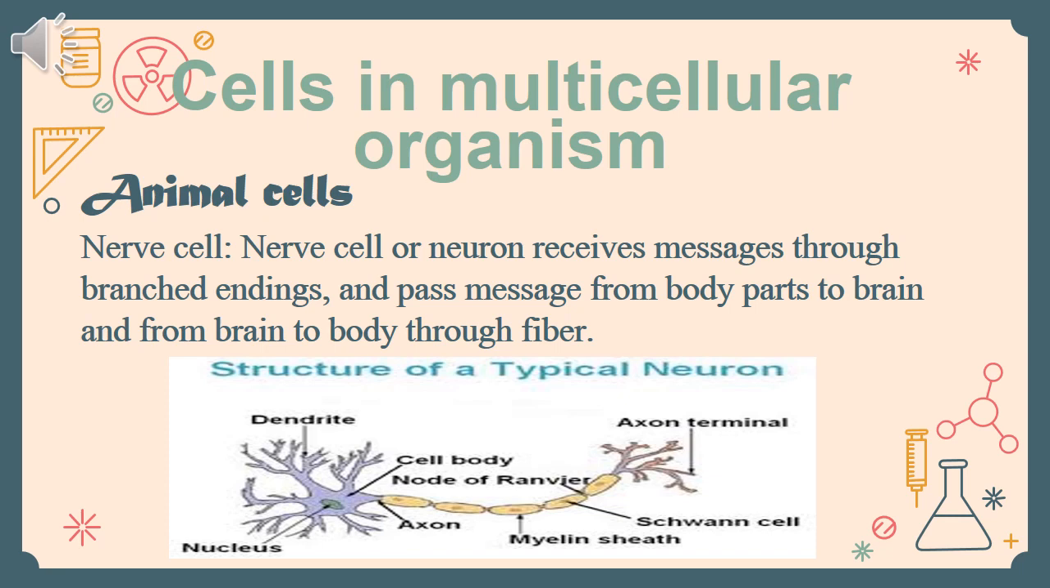Cells of the nervous system are called nerve cells or neurons. They receive messages through branch endings and pass messages from body parts to the brain and from the brain to body parts. The human brain has approximately 86 billion neurons. And did you know neurons are the oldest and longest cells in the body? You have many of the same neurons for your whole life. Although other cells die and are replaced, many neurons are never replaced when they die.